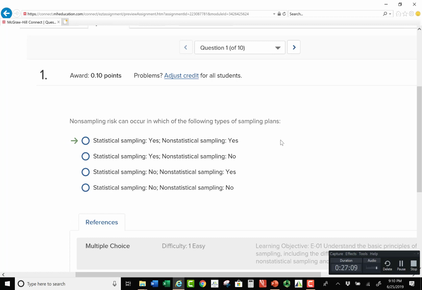Non-sampling risk can occur in which of the following types of sampling plans? Statistical sampling and non-statistical sampling, because sampling risk deals with sampling, and non-sampling risks don't deal with sampling. Non-sampling risks are things like what? Selecting the wrong audit procedure, being fooled by some sort of fraud scheme, auditor error. Sampling risk deals with sampling, whether it's statistical or non-statistical.